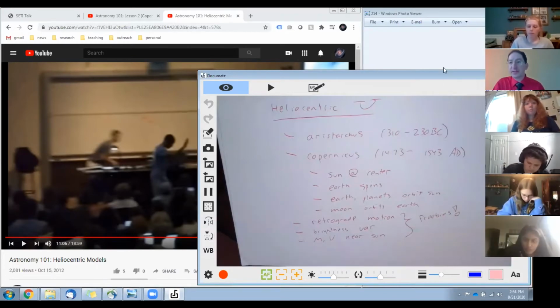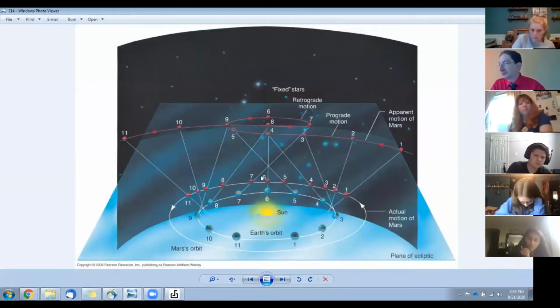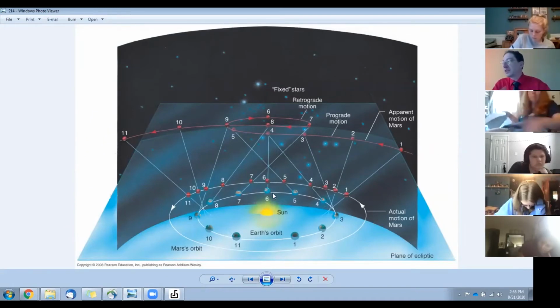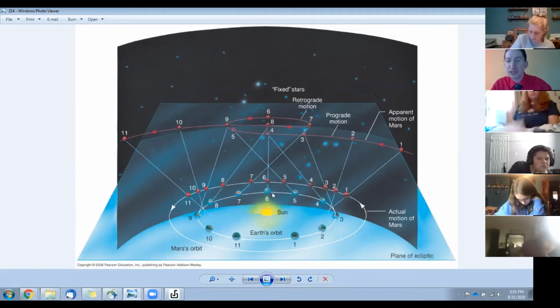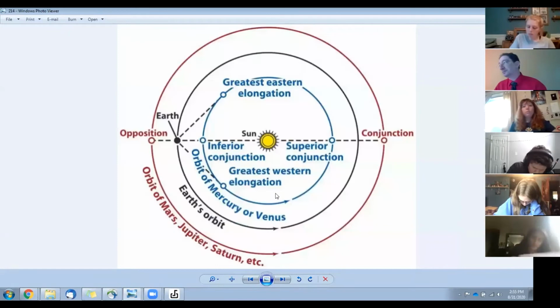Also, brightness variations. We get that for free too, because it's always brightest when in retrograde, and just like in the geocentric model, here in the heliocentric model, that's when we're closest. So it makes sense. We're closest to Mars when we pass it, so it'll be brightest when we pass it, and that's when we have retrograde motion. So the retrograde motion, the brightness variations, those are two freebies.